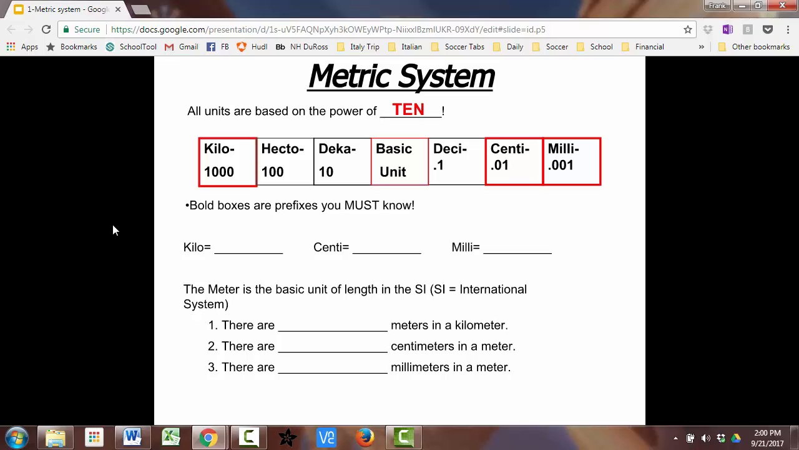All right, so the prefix kilo means 1,000. So a kilometer is 1,000 meters. A kilogram is 1,000 grams. A kiloliter is 1,000 liters. Centi is 0.01, which is 1/100th. A centimeter is 1/100th of a meter. Milli is 1/1,000th, or 0.001.